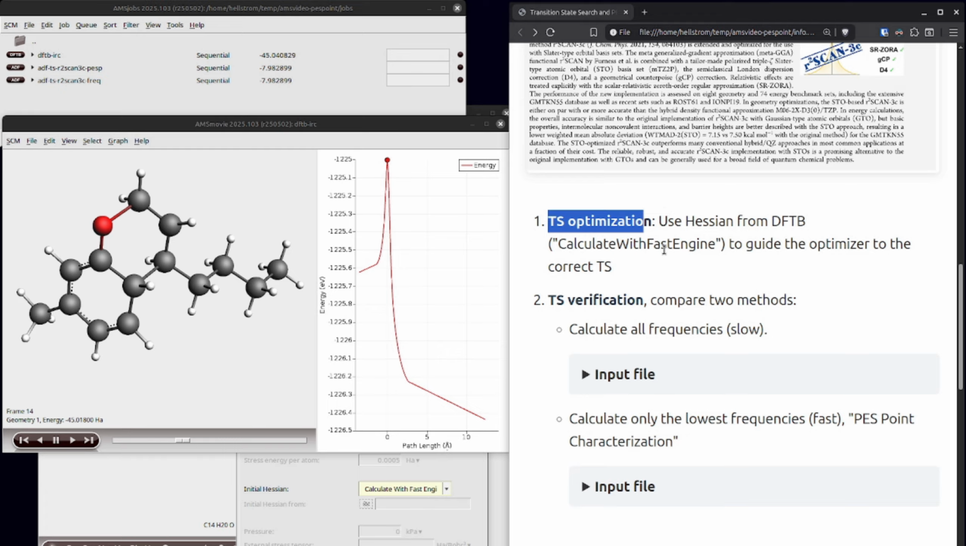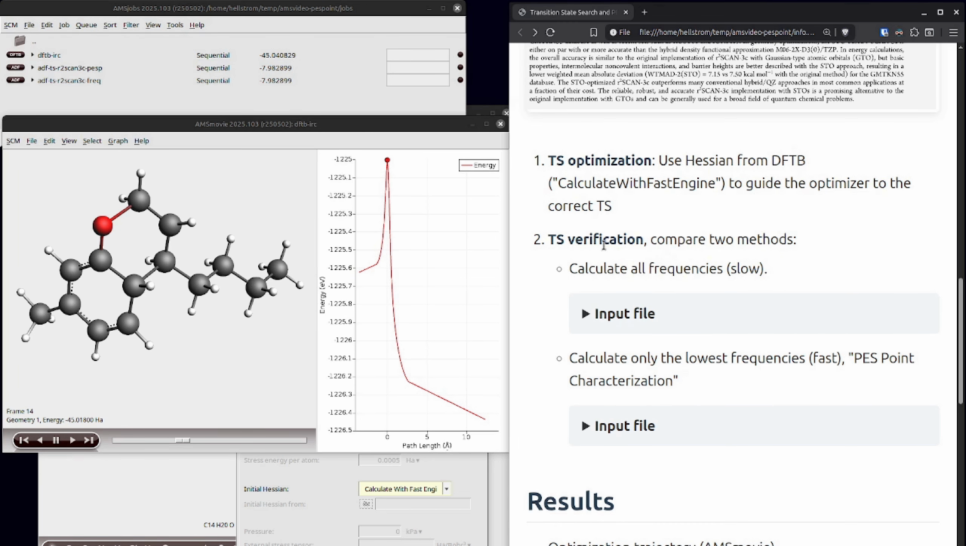And for transition state optimization, it is recommended to provide some initial Hessian, either to calculate it or to provide an approximate initial Hessian. And I'll use this option called calculate with fast engine. So this basically means to calculate it with DFTB on the fly before the optimization starts. And then once the optimization has finished, I'll try to verify the transition state, and I'll compare two methods.